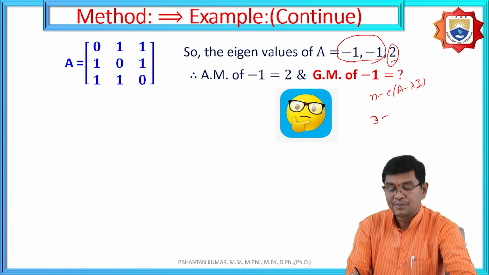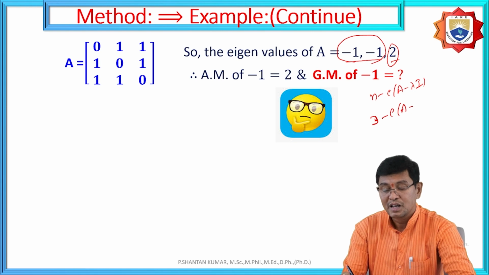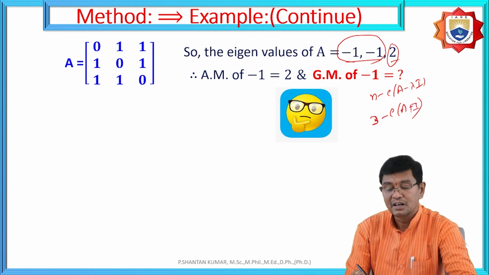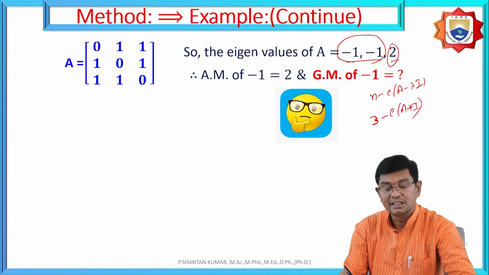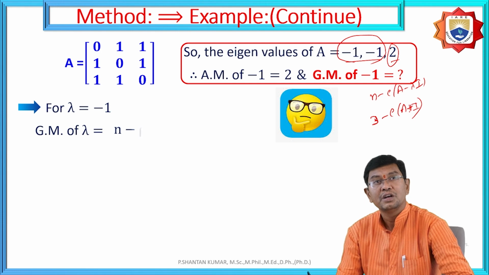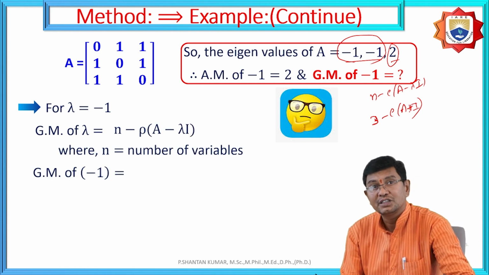Therefore, 3 minus the rank of A minus lambda I is equal to, here, minus 1. That means minus of minus is plus, into 1 is the value. That means we need to find out the rank of A plus I. And again, we need to find the rank of A plus I with the help of either the Gauss elimination method or any other equation format.